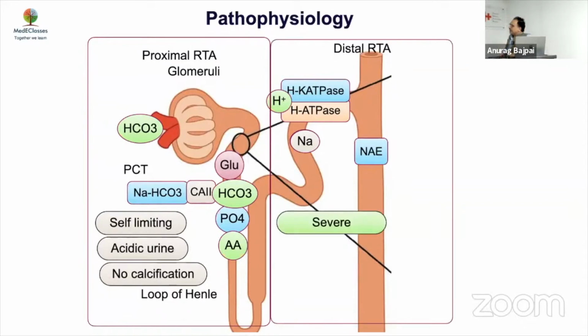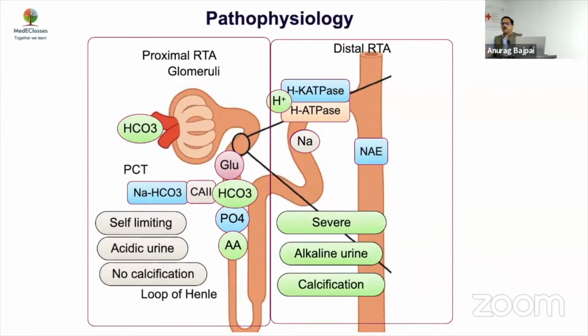Now, distal RTA can happen if you have a problem in the proton potassium ATPase, proton ATPase, or sodium exchanger. We won't go into many details as far as genetic causes are concerned, but this is much more severe, with alkaline urine and renal calcification. This is the basic difference.